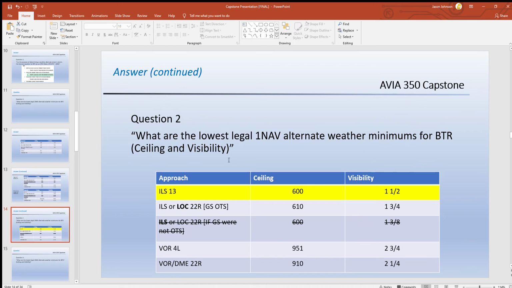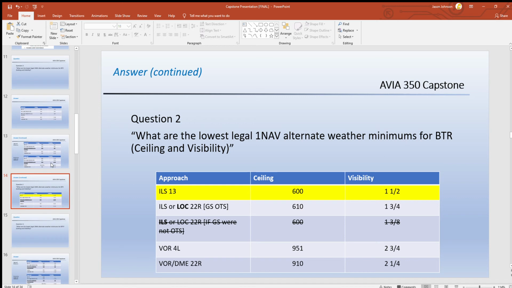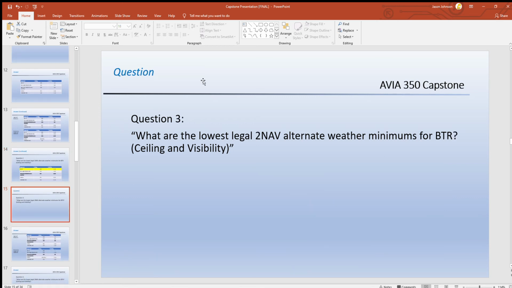So going back to the question, what's the lowest legal 1 nav alternate weather minimums? That'll be for the ILS 13. We had that 401. That gives us 601.5. So of course, that doesn't meet our weather at the ETA, which is 501. So that kind of leads us into the next question.